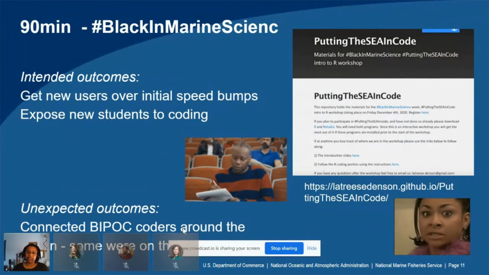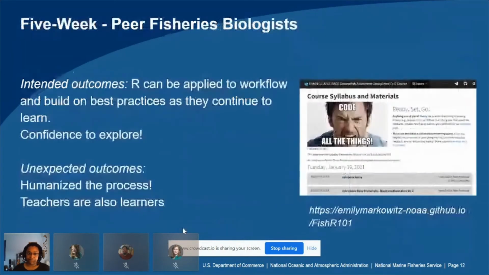And the unique thing that came out of this was that we connected BIPOC coders from around the nation. Some were even on the same campus and didn't even know each other were there. And so when we think about equity in the marine sciences, equity in coding, this is where that type of thing begins to happen, where folks who are in isolated silos suddenly are able to realize that they have a network that can begin to bring them into a more inclusive environment.